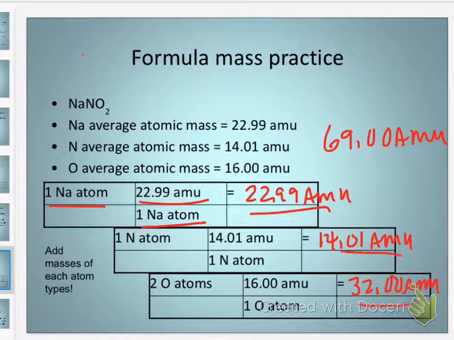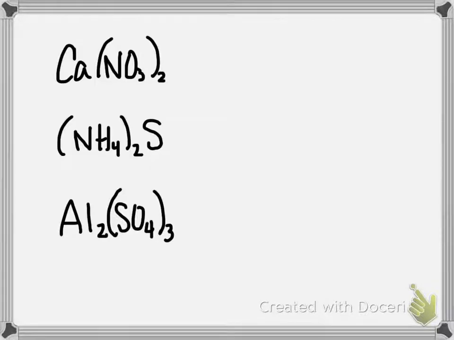Okay, got my answers for each individual one, added them all up, and I come up with 69.0 atomic mass units per unit of sodium nitrite. NO2, nitrite, not nitrate. Okay, very easy. You can do this. Super simple. Let's talk about a few where there's a bit of a trick. So when we look at calcium nitrate, Ca(NO3)2, pretty easy.